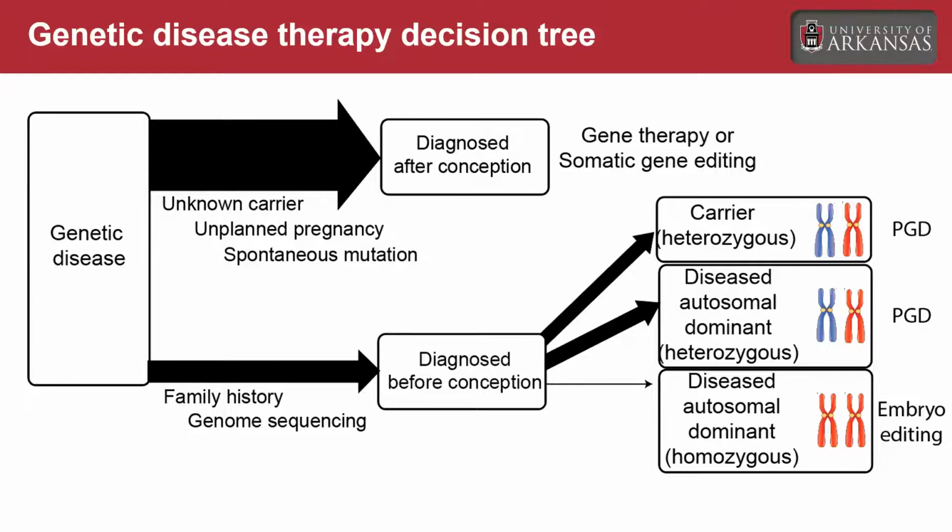Most, 50% of pregnancies are unplanned. So obviously those children are not candidates for embryo editing. Spontaneous mutations occur, so you did not know. Or most people, like myself, would not know if I was a carrier for a genetic disease, if you don't have a family history, if you didn't already have a child with a genetic disease. So these children will be diagnosed after conception, likely after birth. And so they're not candidates for embryo editing. So that's most children who will fall into that category.